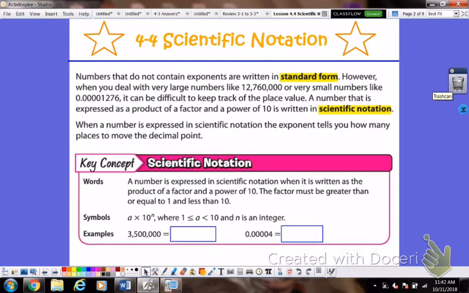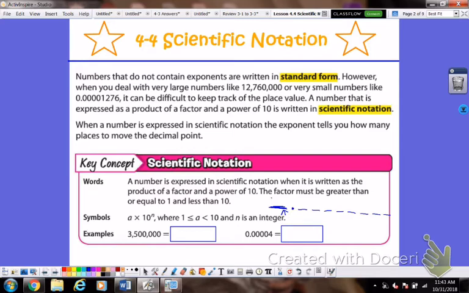Down in our key concept box here, a number is expressed in scientific notation when it is written as a product of a factor and a power of 10. The factor must be greater than or equal to 1 and less than 10. So what that means is we must see a number there, but just one digit, then a point, and then however many digits we have behind it. You must have one digit there. So a times 10 to the n, where a is between 1 and 10, and n is an integer. Those are our symbols.